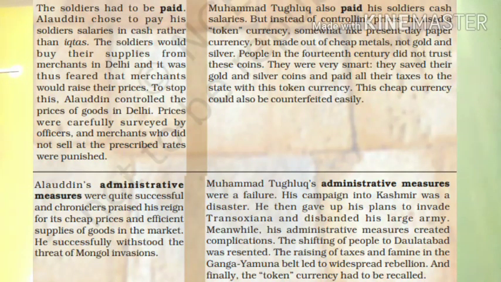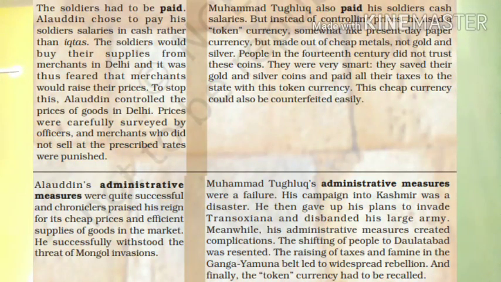Now, what did Muhammad bin Tughlaq do? Muhammad bin Tughlaq also paid his soldiers in cash salaries, but instead of controlling the prices, he used a token currency, somewhat like present day paper currency, but made out of cheap metals, not gold and silver. So, token currency was introduced, which was not gold and silver coins, but copper coins.